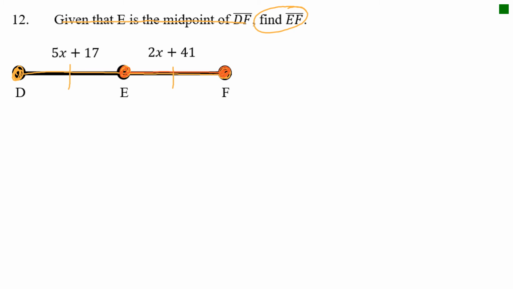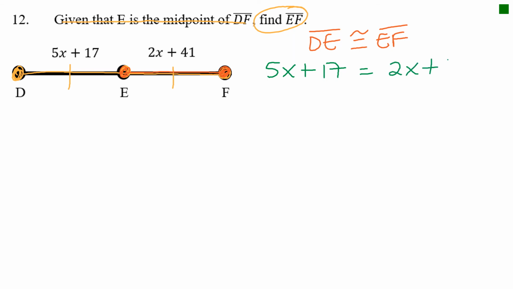Notice that DE and EF both have one tick mark because, again, E is the midpoint, so E is a halfway point. So the line segment DE is going to be congruent to EF. And what it means to be congruent is the same, so they're the same length. I'm going to replace DE. I'm going to substitute the expression 5x plus 17 equals, and then for EF, I'm going to substitute the expression 2x plus 41. So first thing we've got to do is solve this equation for x.